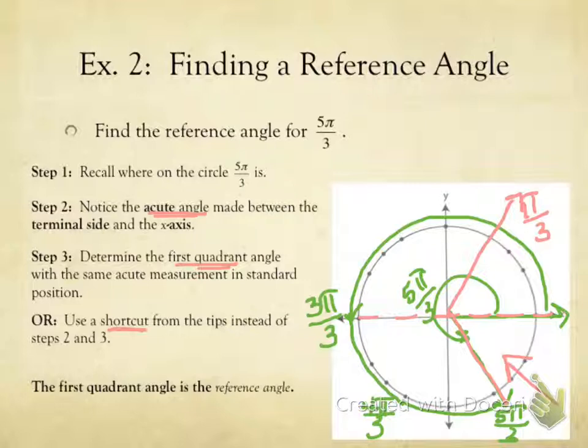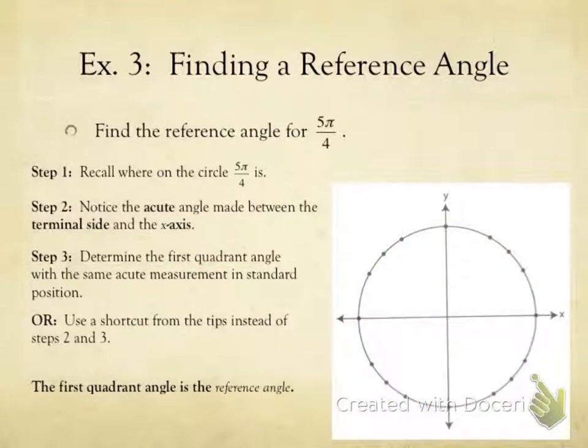Another little trick that you can keep in mind is that most of the time, whatever the denominator is on a radian measure, that's probably the same denominator on your reference angle. So that's a good little check too when you're talking about radians. So our reference angle in this case is the angle pi over 3. Okay, one more example here quick.